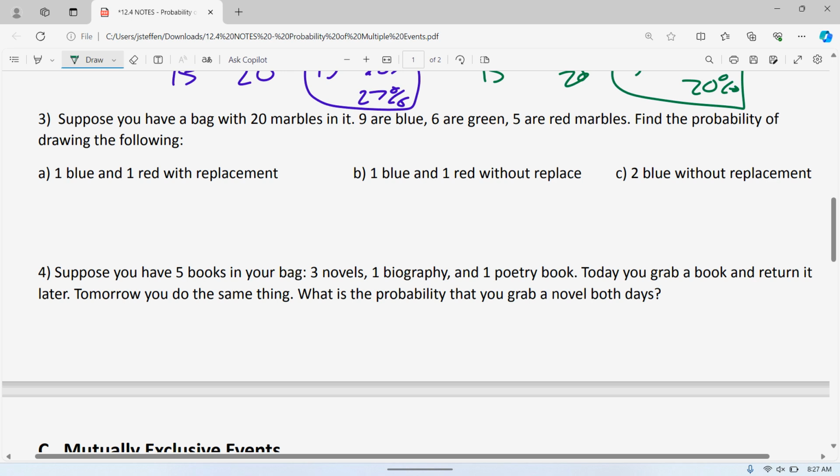One blue and one red with replacement. So one blue, there are 9. We took that blue and we put it back. And so the red one, there are 5 red ones out of the 20 total. So 9 over 20 times 5 over 20. I get 9 out of 80. If you do a fraction, 0.11 or 11% is what I end up getting.